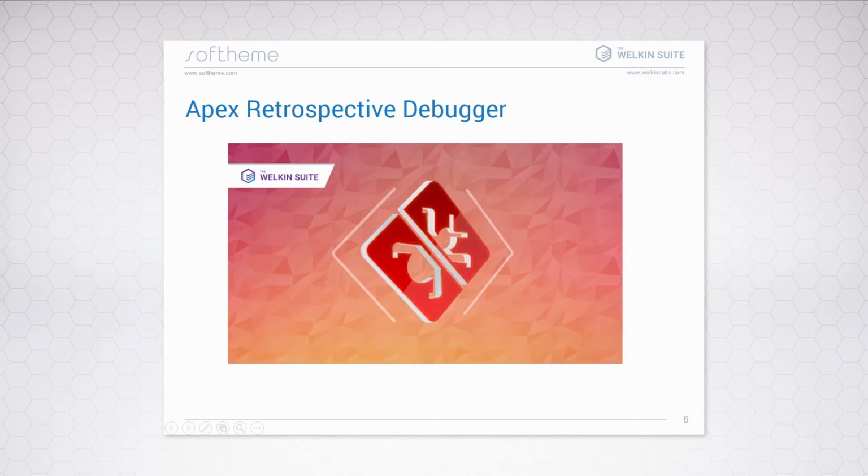So Vladimir, I know that you're just totally excited about our main subject here, the Apex Retrospective Debugger. So I really have three main questions for you. First of all, why do you use the word retrospective? Also, what does our debugger allow the developer to do, and how does it do it?